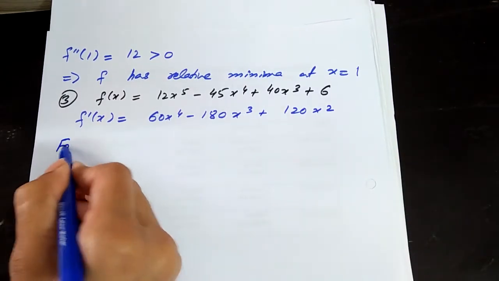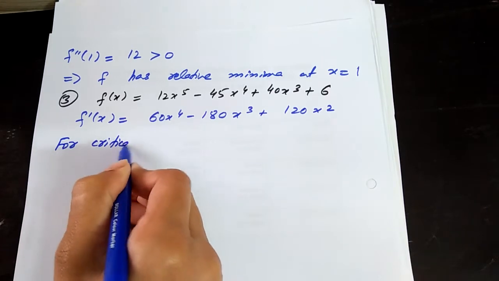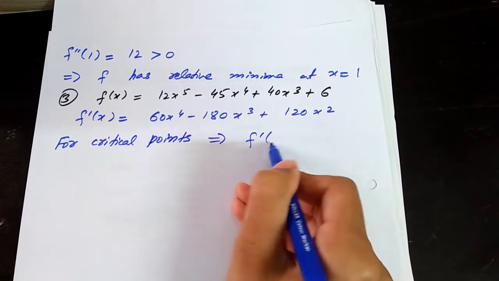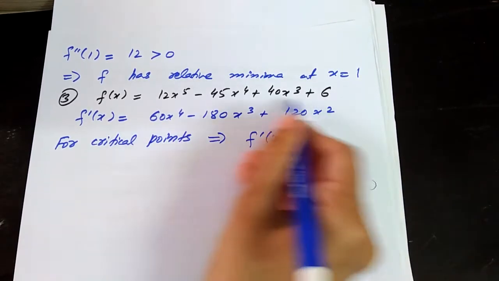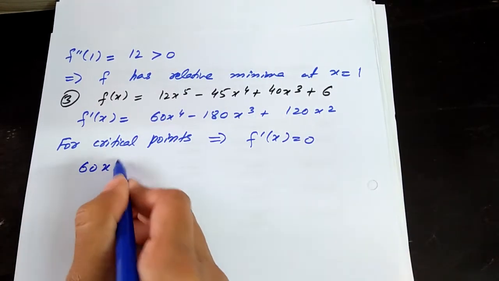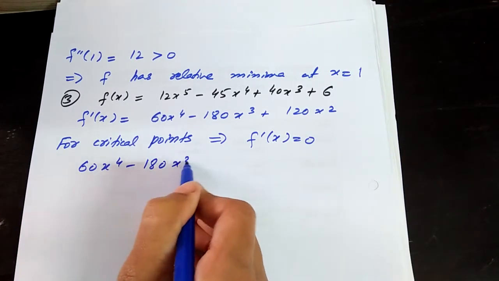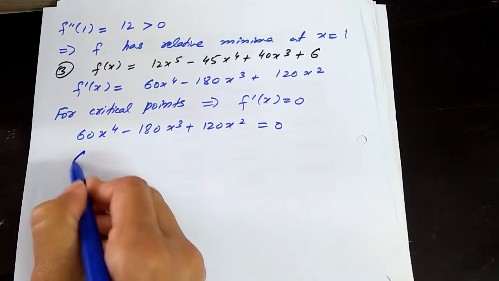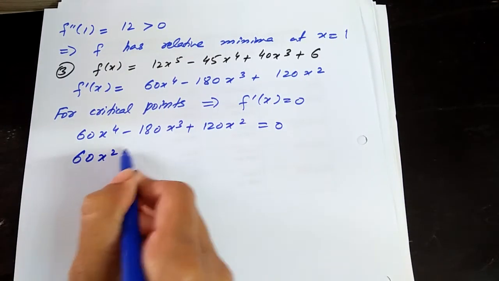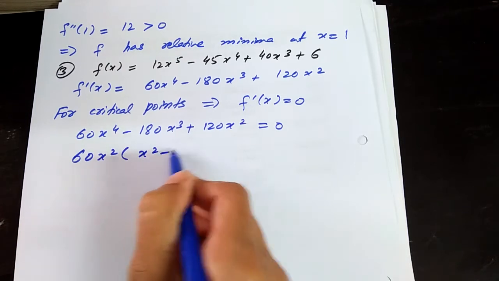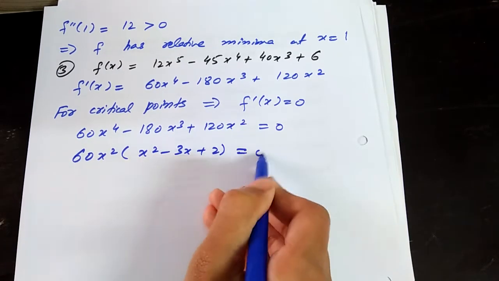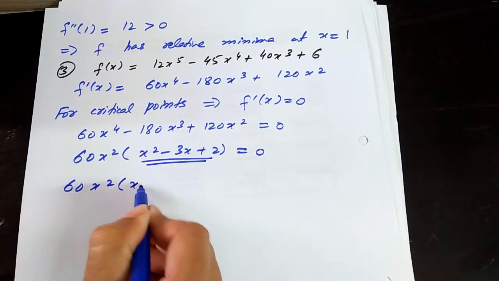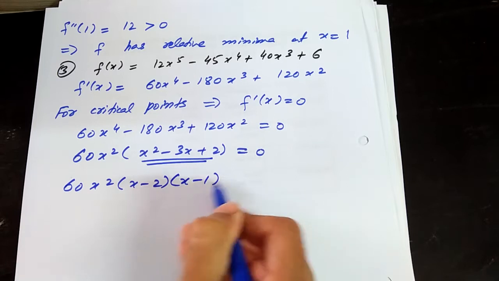Now for critical points, f dash of x is equal to 0. So we make this f dash of x value equal to 0 and then factorize it. I can simply take this thing common from here. So it will be x^2 minus 3x plus 2 equals 0. Now further factorize this term. We will get here x minus 2 times x minus 1.